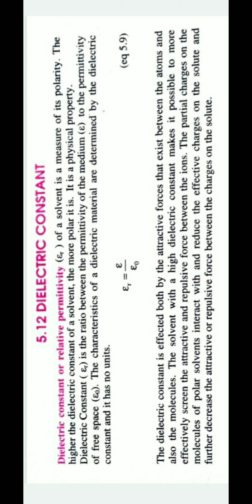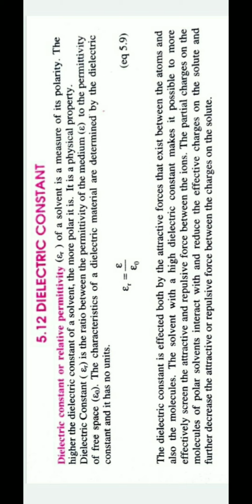The dielectric constant, epsilon R, is the ratio of the permittivity of the medium to the permittivity of free space. It is determined by epsilon R equals epsilon upon epsilon 0, where epsilon R is the dielectric constant, epsilon is the permittivity of the medium, and epsilon 0 is the permittivity of free space. The dielectric constant has no unit.